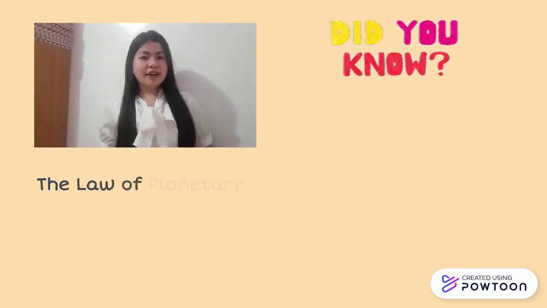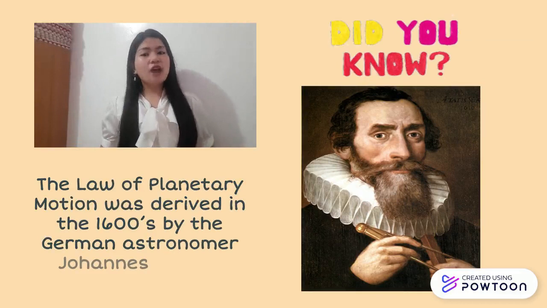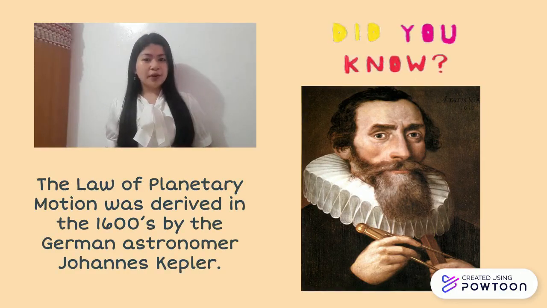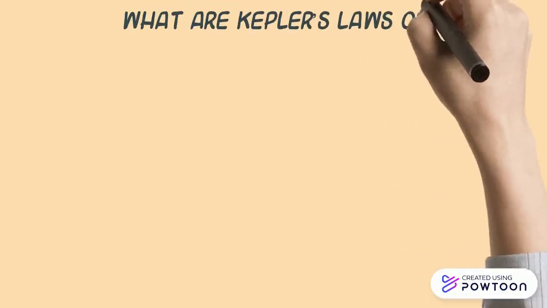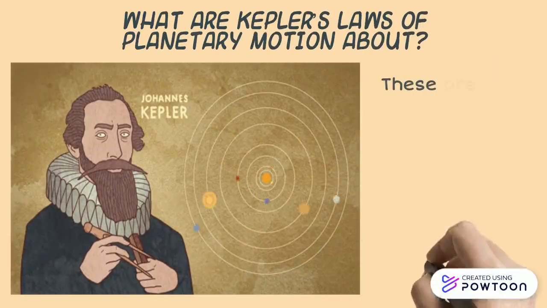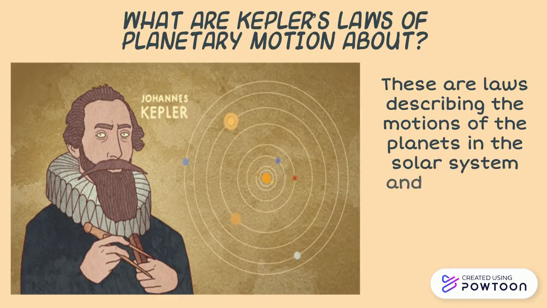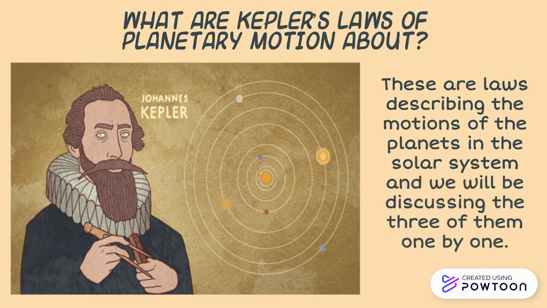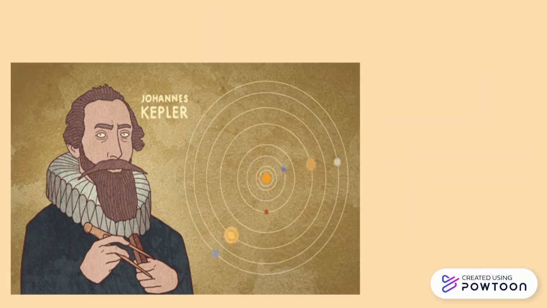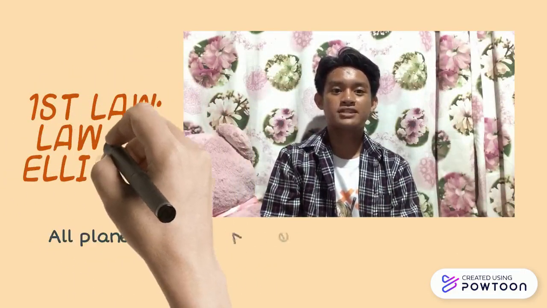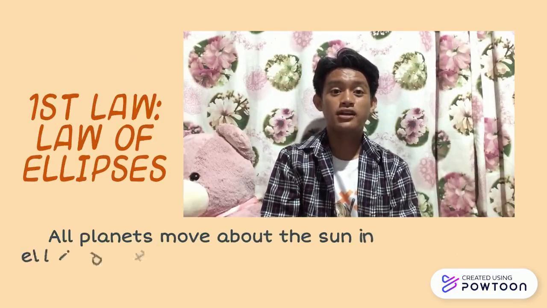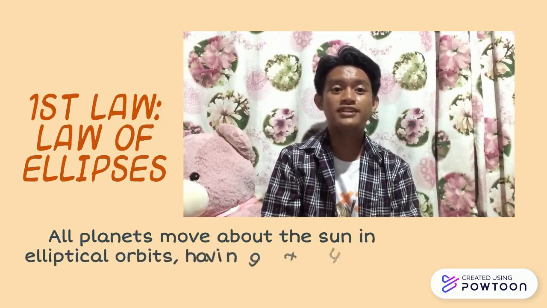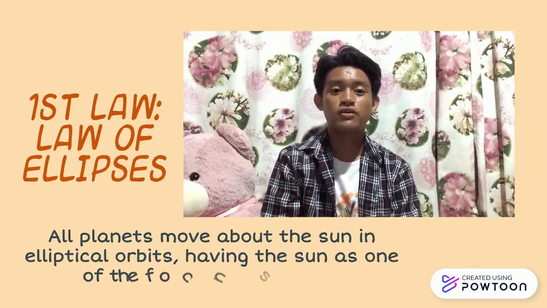The laws of planetary motion were derived in the 1600s by the German astronomer Johannes Kepler. First law, law of ellipses: all planets move about the Sun in elliptical orbits, having the Sun as one of the foci of the ellipse.